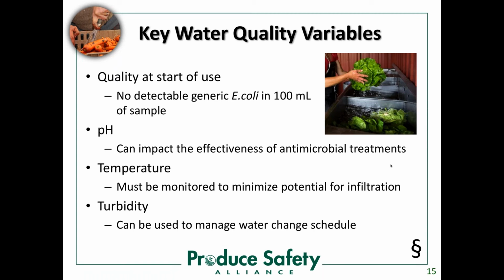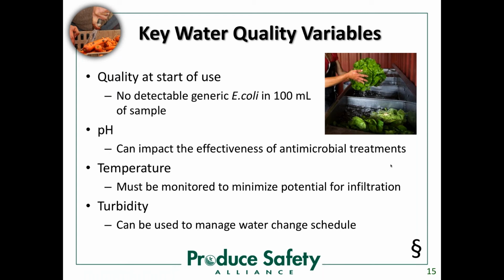So what are your water quality variables? We talked about E. coli already. pH, the acidity of the water can affect the antimicrobial treatments. Some are more effective in slightly acidic water, some in neutral water. So you need to check that. Temperature has to be monitored to minimize a potential for infiltration. And we'll talk just briefly about this infiltration.